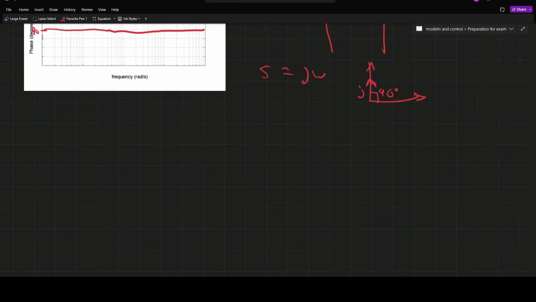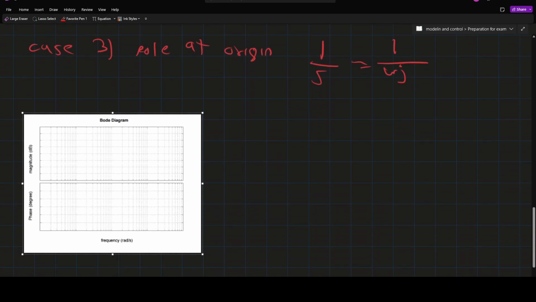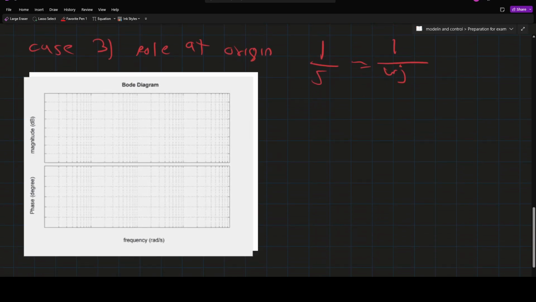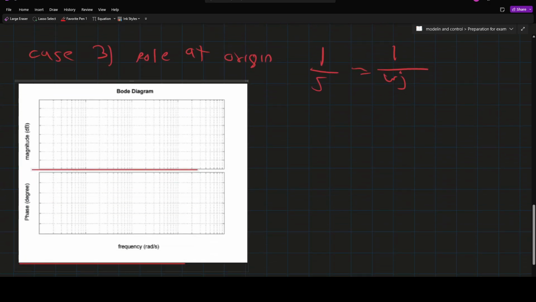Okay, now we are gonna see the next case, case 3, when we have a pole at the origin. What does it mean? It means that we have 1 over s, so we are going to have 1 over omega j. So we can see here, again, let's say that this is our 0, around here.